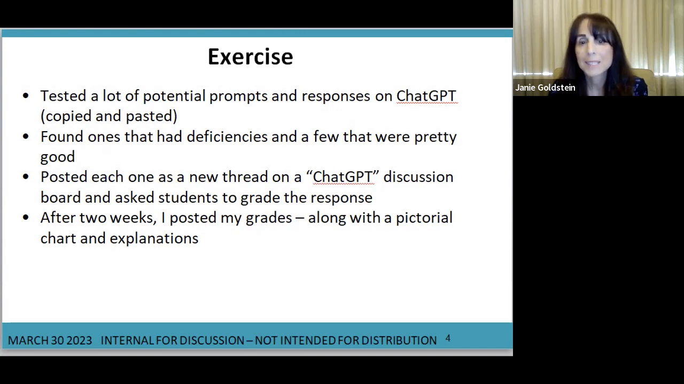And what I did is I asked students to grade the response. And after 2 weeks, I posted my grades that I would have given each of the responses, and I compared it with the grades the students gave, and I explained my views on that.